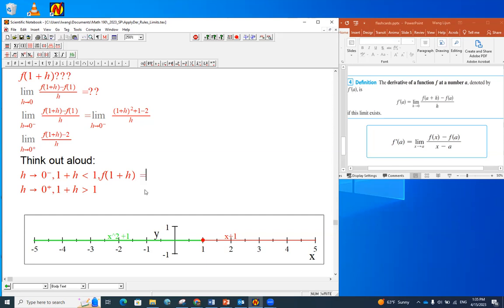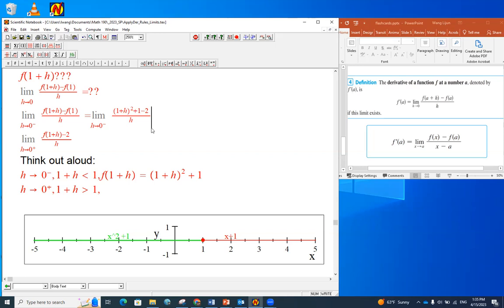Okay? Make sure you follow me. 1 plus h is less than 1. So we're applying that rule to x squared plus 1. So that piece is going to be squared plus 1. Now that's how we get this piece: 1 plus h squared plus 1. And wait, plus 1. How did I get it? Oh, sorry. Plus 1. So that's how we get this piece.